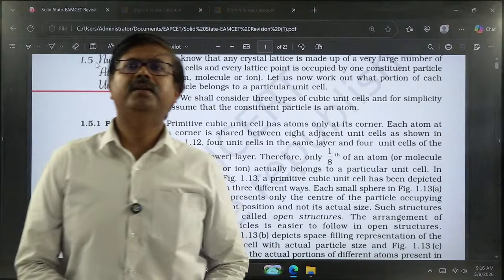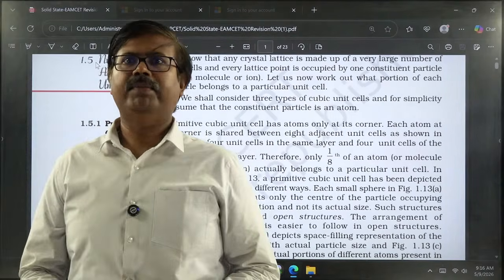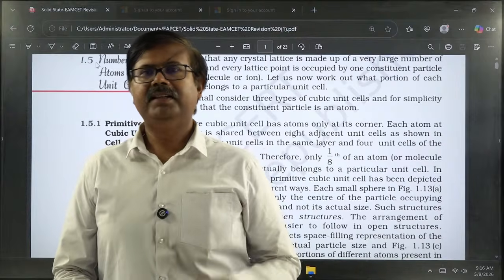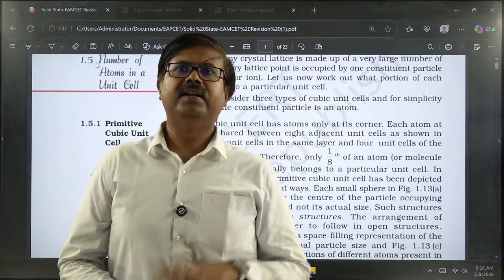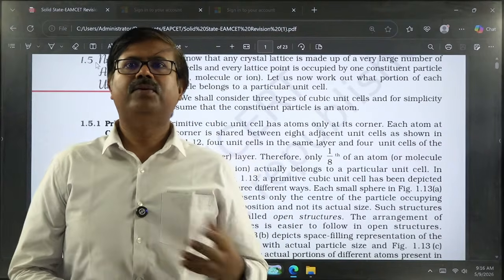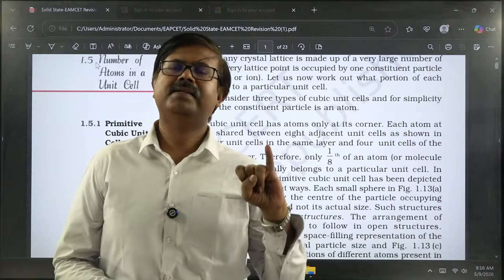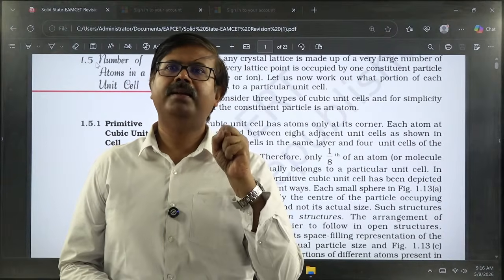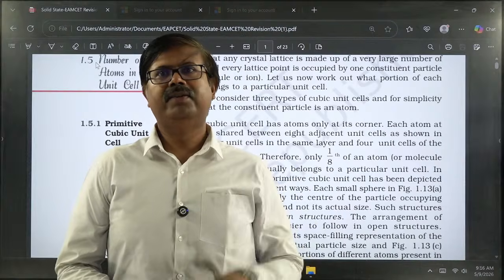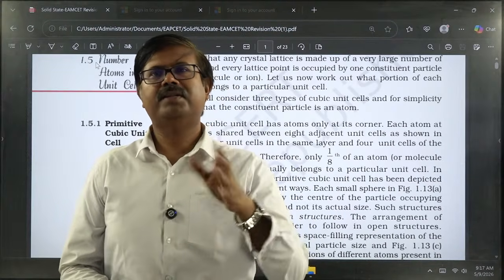Today we will be taking the solid state chapter. In this solid state chapter, generally, in what areas do the questions frequently come? One is how many atoms are there in a unit cell. First of all, what is a unit cell? Let me just briefly explain.